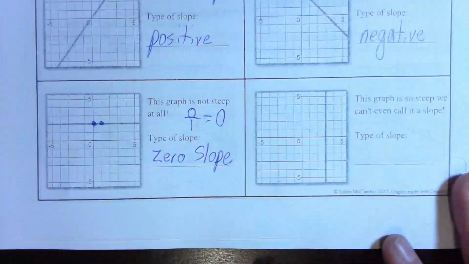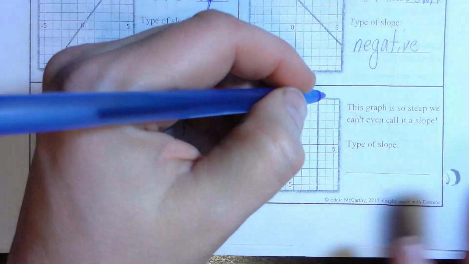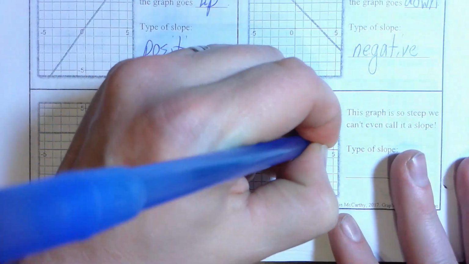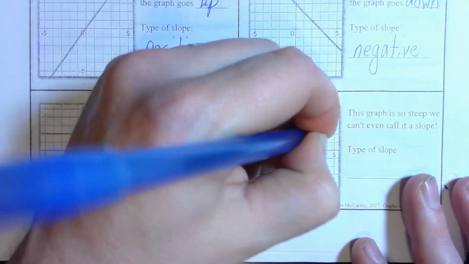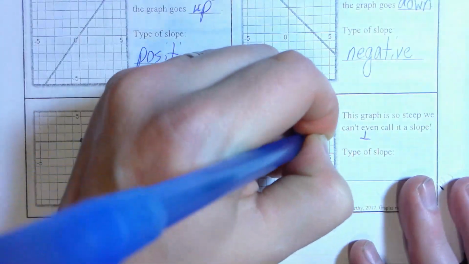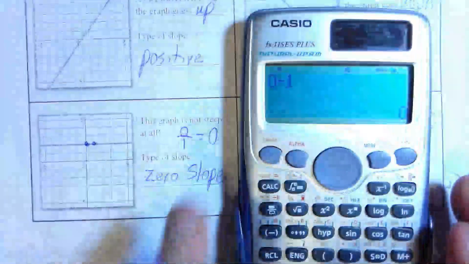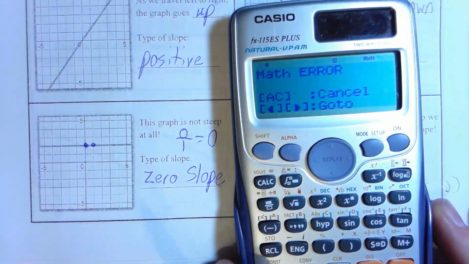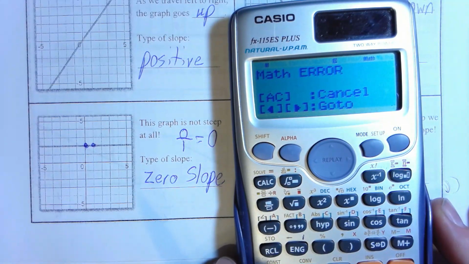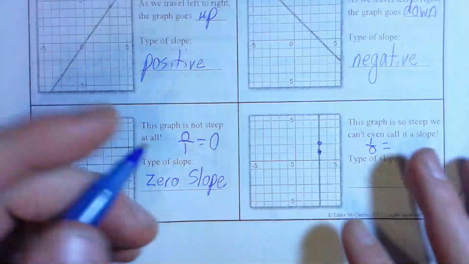Okay, well, let's check out a vertical line. This is just ridiculously steep. Can we even call it a slope? It's so steep. I don't know. Let's try. If I was going to try to do rise over run on this, it would be up 1 over 0. We're already there. Okay, let's try this. 1 divided by 0. It broke my calculator. You broke my calculator. Dang it! Okay, my calculator can't do this.